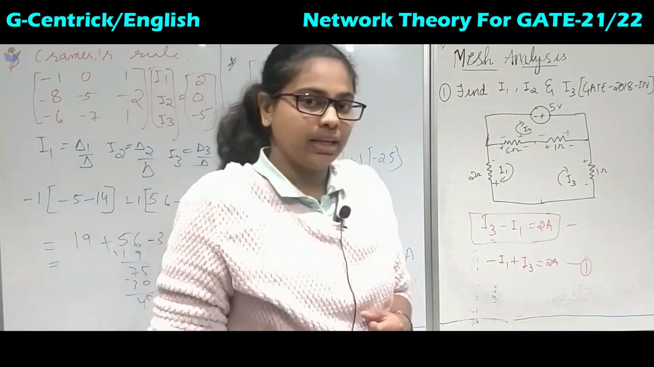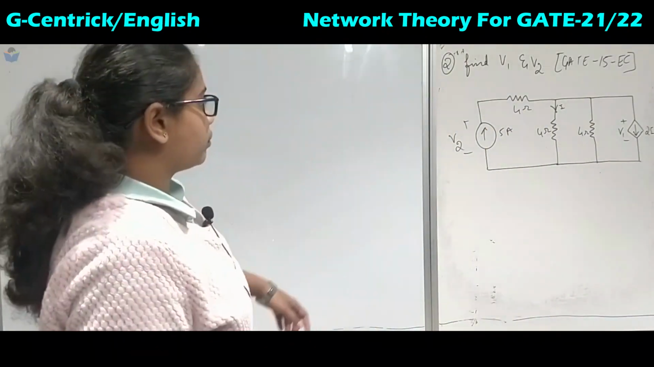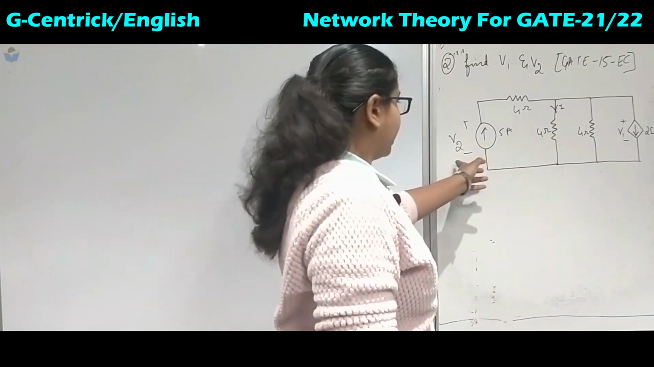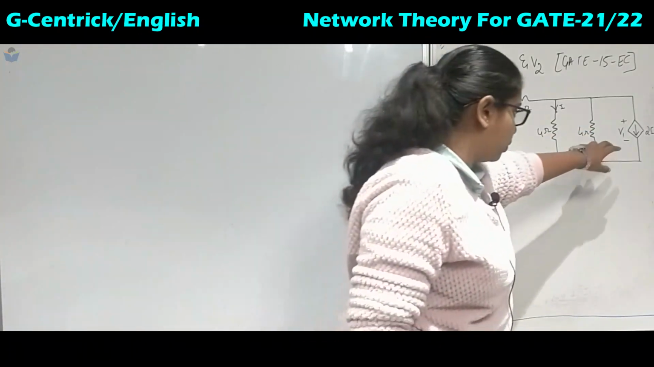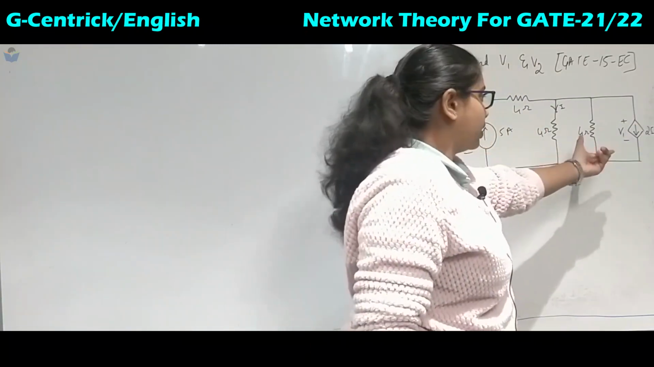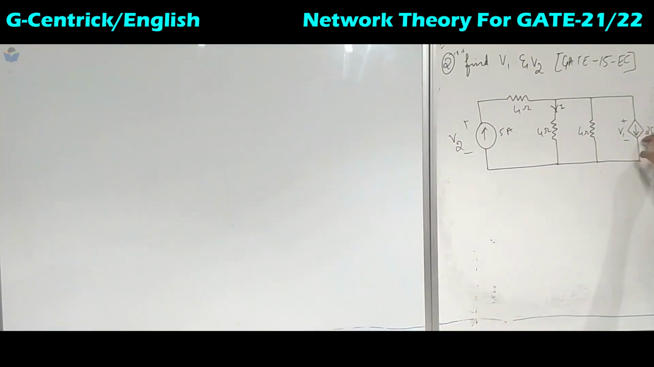Okay, we will take up the next problem. Coming to the second question, we have to find the value of V1 and V2. So we have got a dependent source introduced in the circuit. So 2I is the what type of dependent source? It is current dependent current source. So this I is the clue, and this clue is given over here.